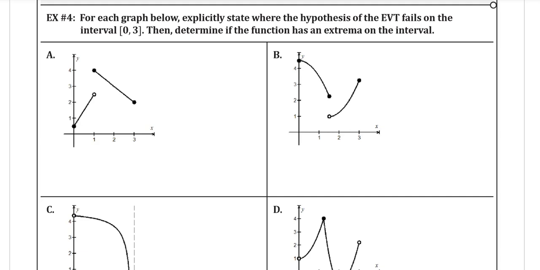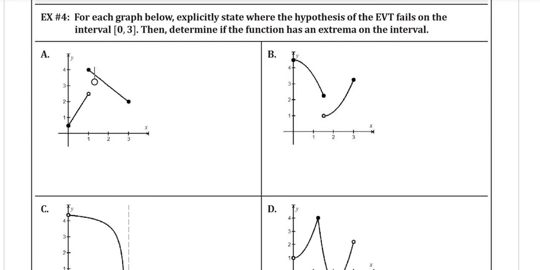So here are 4 examples where we don't meet the conditions. Some of them have absolute extrema, some don't. So let's go through these. For number 4, for each graph below, explicitly state where the hypothesis of the EVT fails on the interval 0 to 3, and then determine if the function has extrema on the interval. Okay, well, A is pretty obvious here. We are discontinuous at x equals 1, so the EVT does not apply.